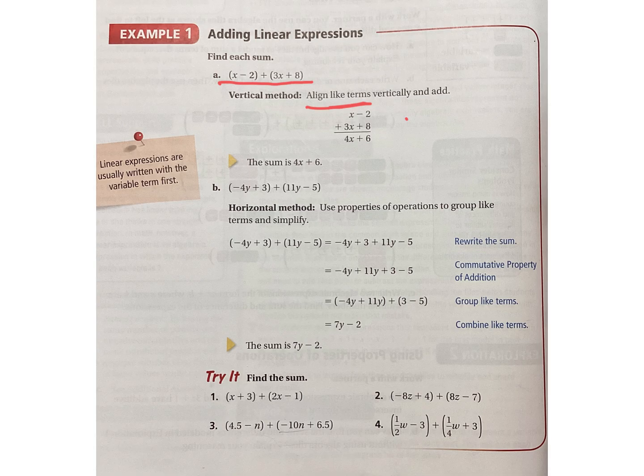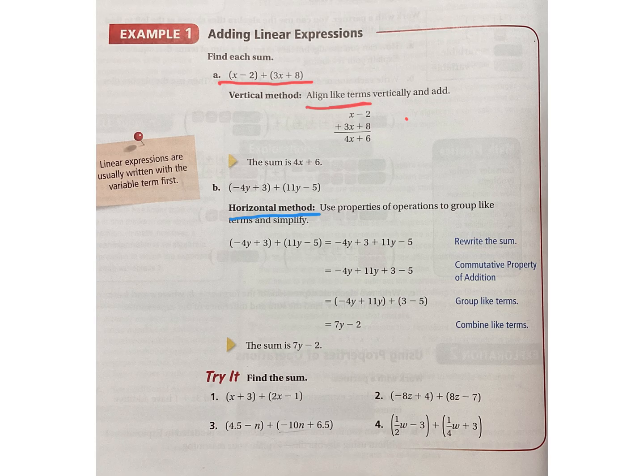Now, the way to do it horizontally, which is the method I prefer, you put it out like you have negative 4y plus 3 plus 11y minus 5. You can't do anything with those parentheses, so you don't really need them. So now you're just going to rewrite it to match up all the like terms.